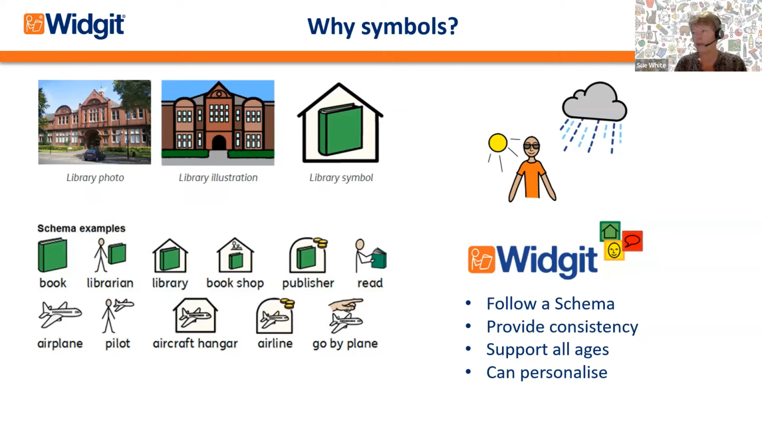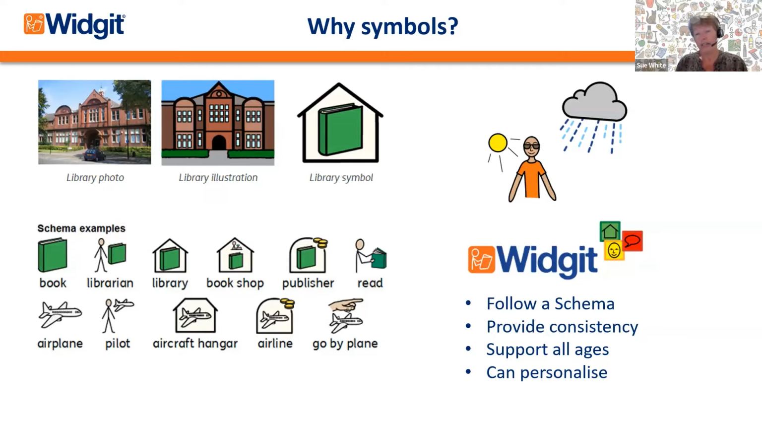So you can see there from our schema examples, you've got a book, a librarian, a person who works with books. You've got a library, a building with books in. You've got a bookshop, which adds in the till. You've got a publisher or a big entity to do with books. It has the rounded roof, and then you're reading books. So there's this logic and schema to using symbols that can help develop vocabulary and understanding.